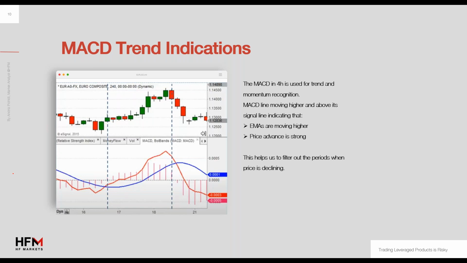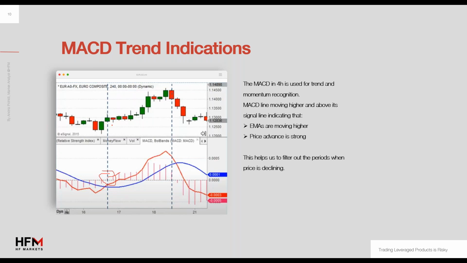is the same thing that we have seen earlier. So let's assume that you are in a 4-hour chart and you want to identify the trend and the momentum. So you are using MACD for that. As you can see over here, MACD turned from negative to positive here. Okay. And it started increasing. So that means that momentum is bullish and increasingly bullish.